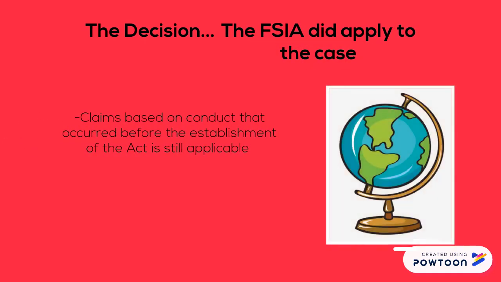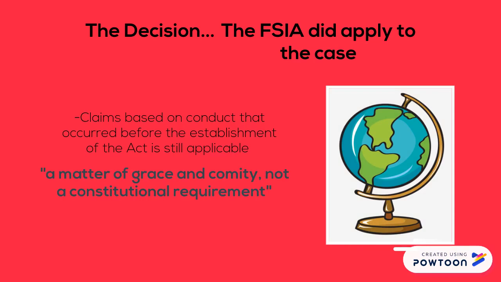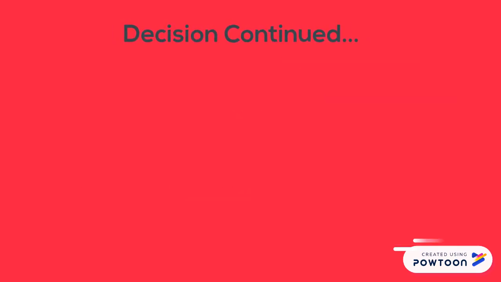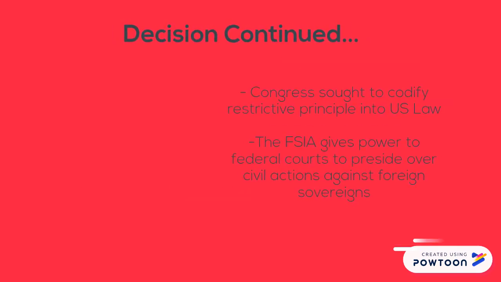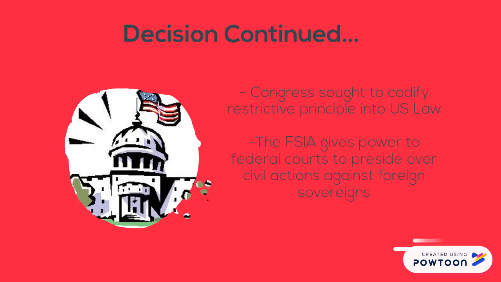The U.S. Supreme Court held that foreign sovereign immunity is a matter of grace and comity, not a constitutional requirement. Congress established this legislation to codify the restrictive principle, which is generally accepted within international law. The FSIA gives the power to federal courts to preside over civil actions against foreign sovereigns, stating the exceptions to its general grant of immunity. The goal was to limit the political participation in granting sovereign immunity.